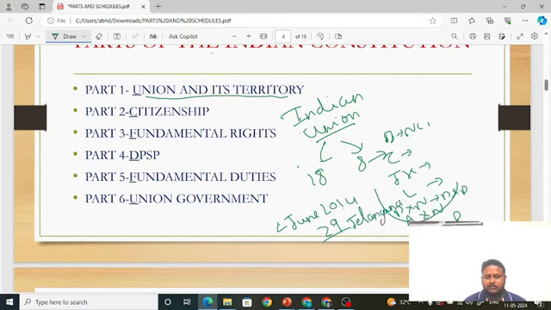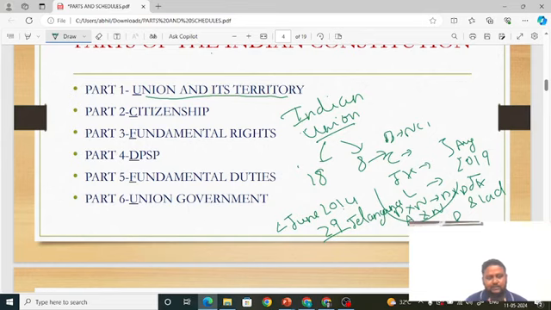Okay, but on 5th August 2019 what happened was the state of Jammu and Kashmir was changed into the Union Territory of Jammu and Kashmir and Ladakh. So at present we have 28 states and also 8 union territories. Okay friends, next when it comes to citizenship, we talk about it in part 2.